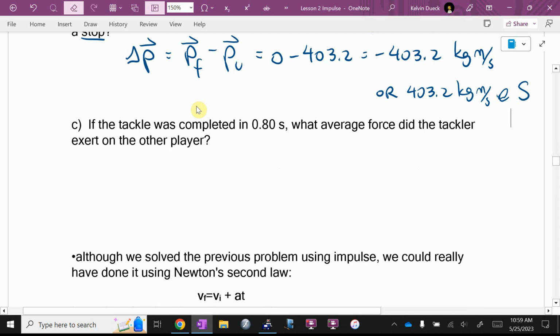Okay. C. Anderson, what's C want me to find? You could go F equals what? You could go F equals MA, but since I just found the impulse, there isn't by chance an impulse equation with an F in it, is there? What?